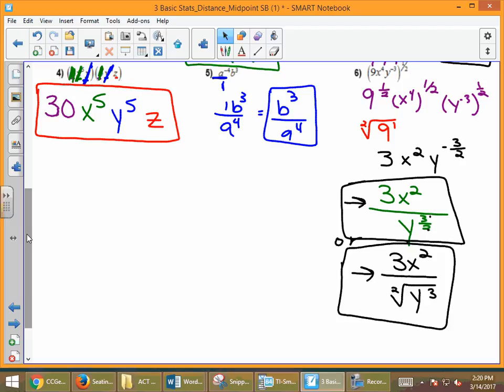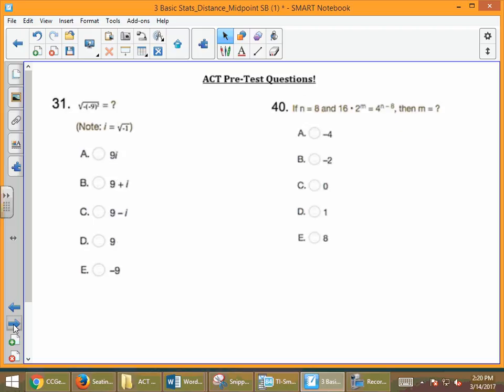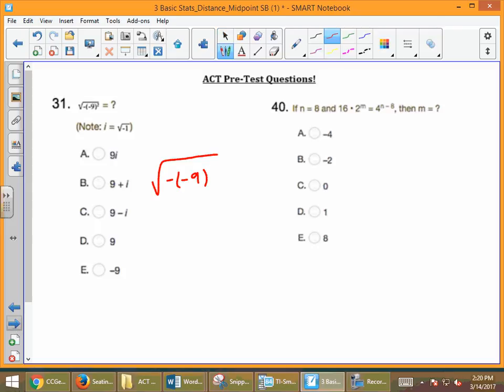Okay. We have those 2 pre-test questions we'll go over really quick, and then you get time to practice. So for 31, we just want to simplify this down and figure out what the answer is. Okay, well, what's negative 9 squared? So that becomes 81. That negative still drops down.